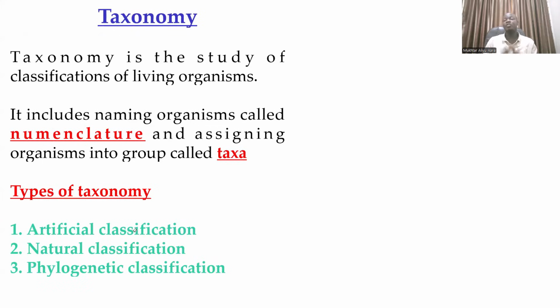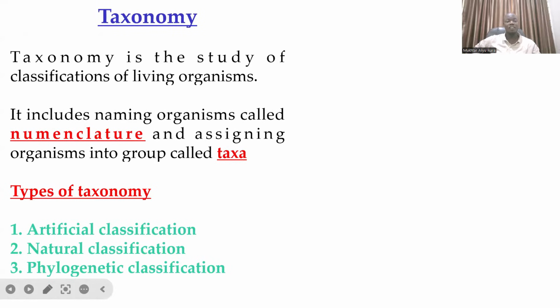Then we have natural classification. In natural classification, scientists classify organisms based on their ancestral relationship, that is, their evolutionary relationship, whether they come from a common ancestor or descent. In some other textbooks, you see phylogenetic classification as a sub-branch or a type of natural classification, because phylogenetic classification is also used in classifying organisms based on their evolutionary relationship.